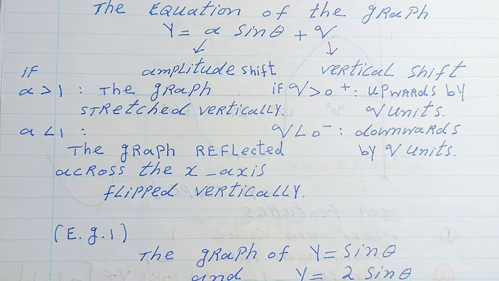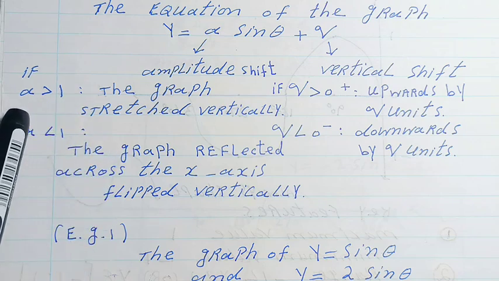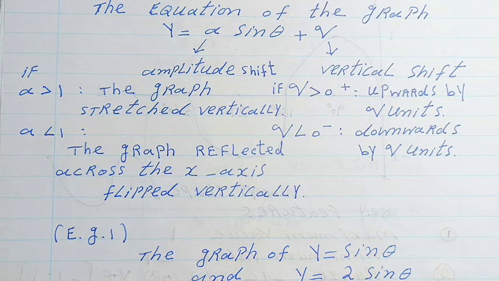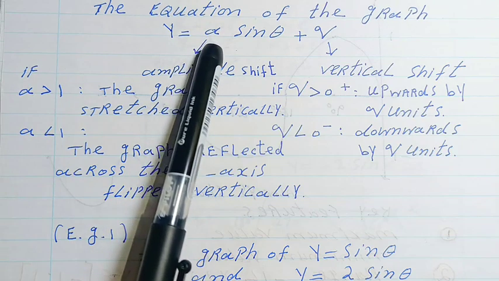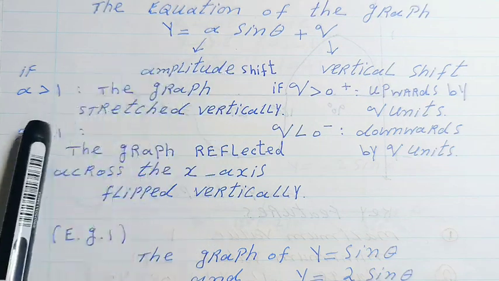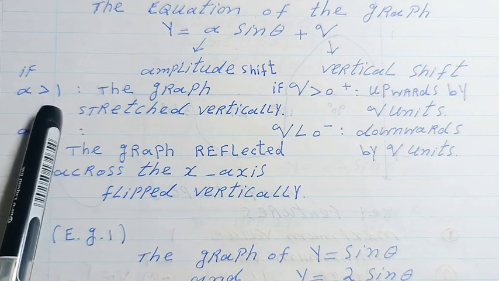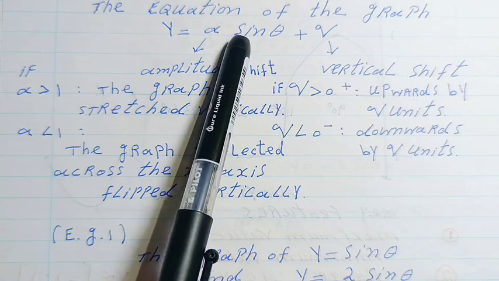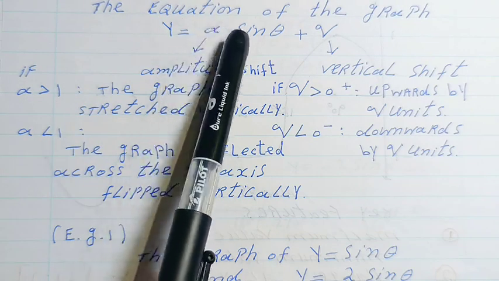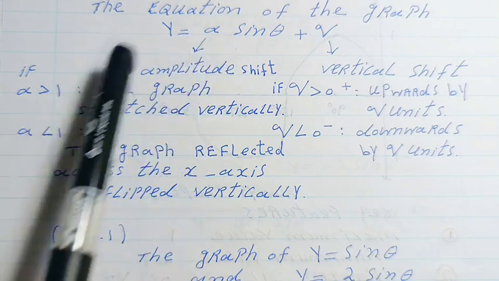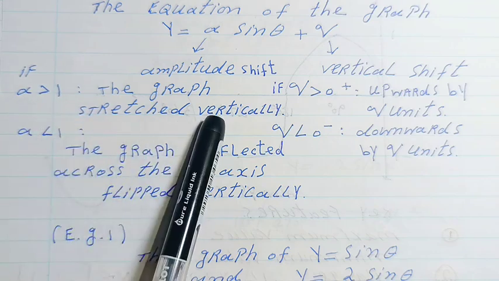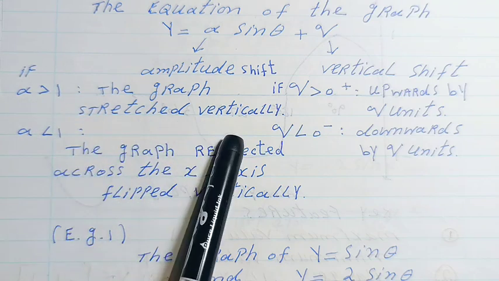Now this side, if the a is greater than 1, we cannot say greater than 0, because if I put 0 here, 0 multiplied by sine is going to be 0, so that's why it must be greater than 1. So this is if the sine theta is 1, so whatever the amplitude is, if the amplitude is greater than 1, 2, 3, 4, 5, the graph stretches vertically.